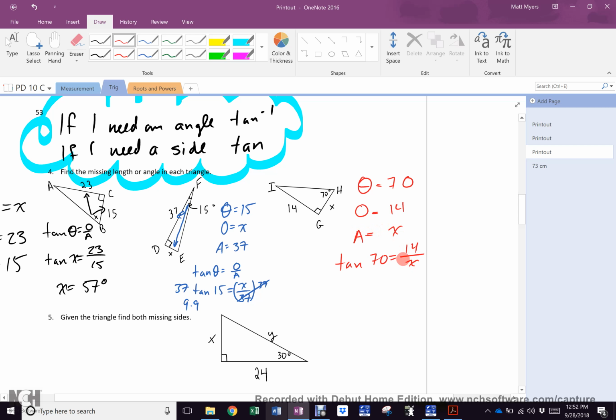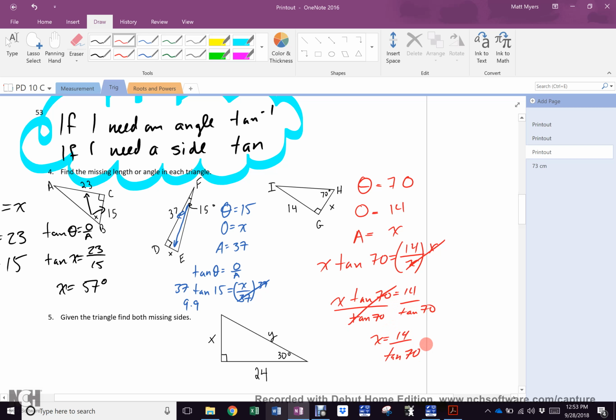The long way, I would multiply this by X, cancel, and that by X, yes? Then I would have X tan 70 equals 14, correct? How would I get rid of the tan 70? Divide by tan 70, divide by tan 70. They cancel. Now X equals 14 divided by tan 70, correct?